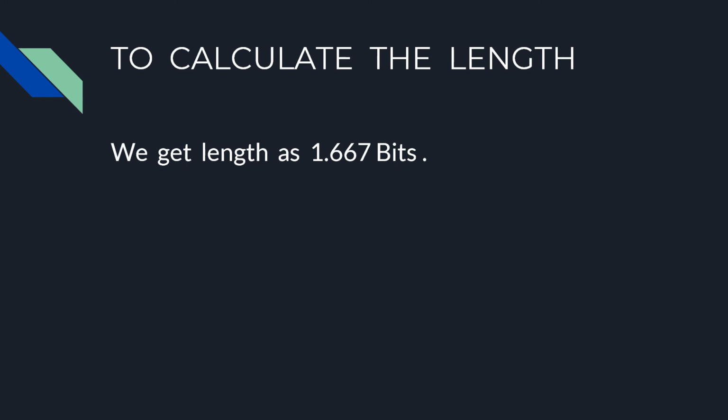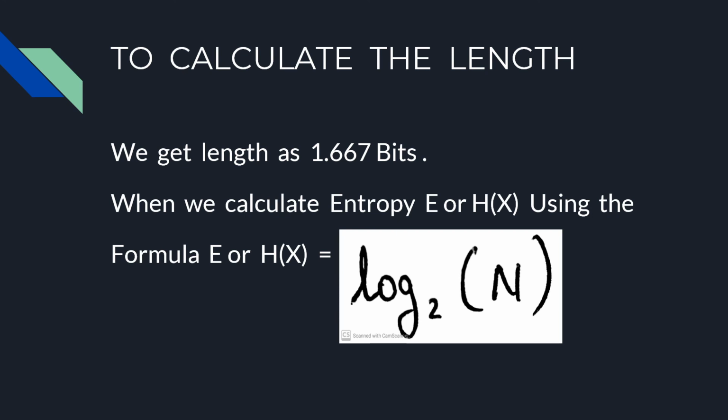Now let's try to calculate the entropy value. Entropy H of X is equal to the sum of p log base 2 of 1 by p. When you calculate entropy, we get entropy as 1.626 bits. Oh, that's pretty close. We want our bits closer to entropy value every time. Otherwise, we'll be wasting a lot of bits.